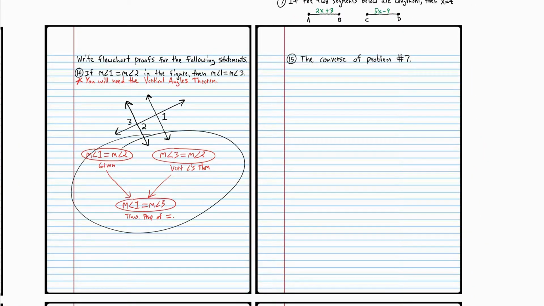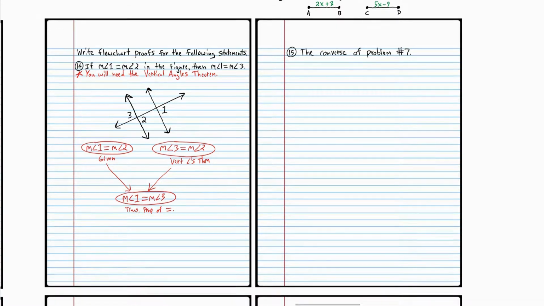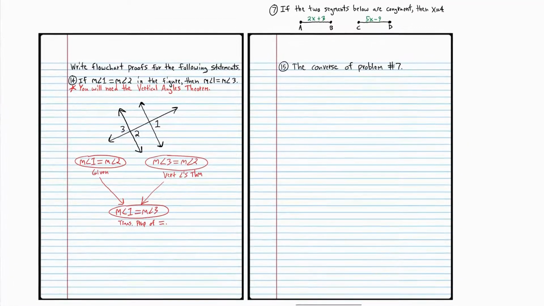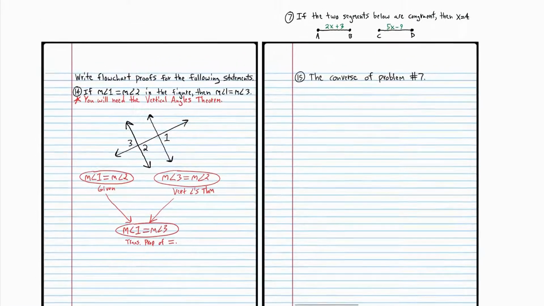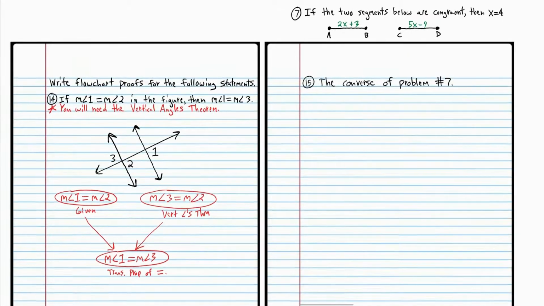Obviously, there were only 3 bubbles here. It was pretty easy. But this one's going to have quite a few more bubbles than number 14. So go ahead and try number 15. And again, you're starting with x equals 4, and you have to prove that AB is congruent to CD. So try 15, and when you come back, we'll do it together.